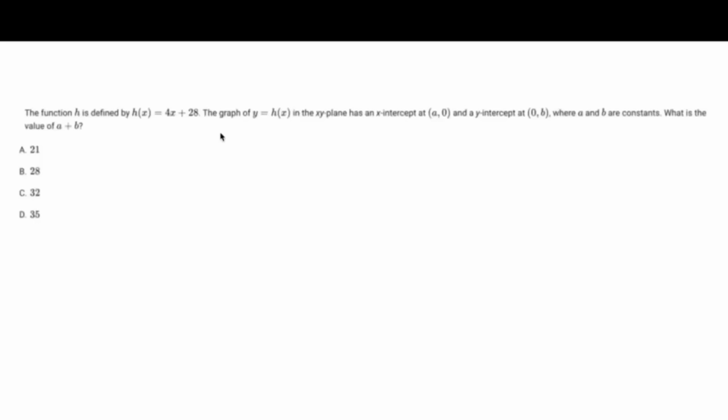336,504. The function h is defined by h of x equals 4x plus 28. The graph of y equals h of x in the xy-plane has an x-intercept at (a, 0) and a y-intercept at (0, b), where a and b are constants. What is the value of a plus b?